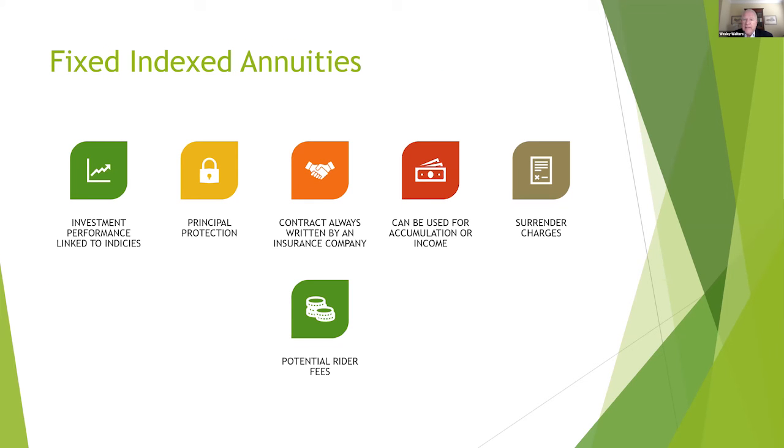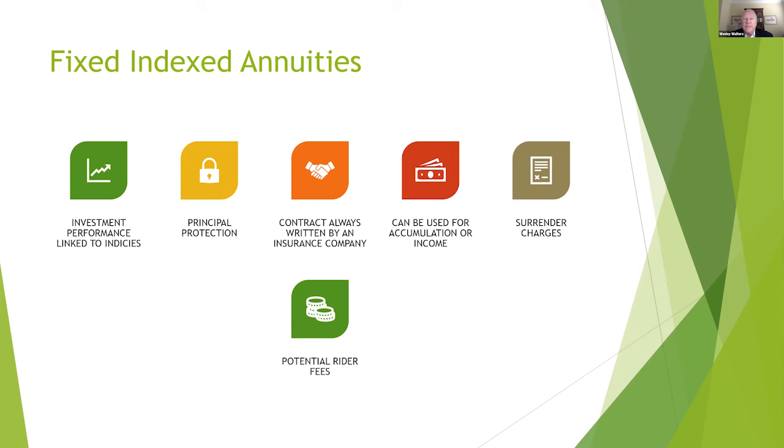So what about fixed indexed annuities? Here, again, your investment performance is linked to an index without actually being invested in the index. They have principal protected, and your gains become principal, and your gains are protected. It's always written by an insurance company. They can be used for accumulation or income. So if you want a safe place to put money, not for income, but for accumulation, you can use this vehicle. It's over on the left side box, principal protected, gains of 3 to 6% a year.